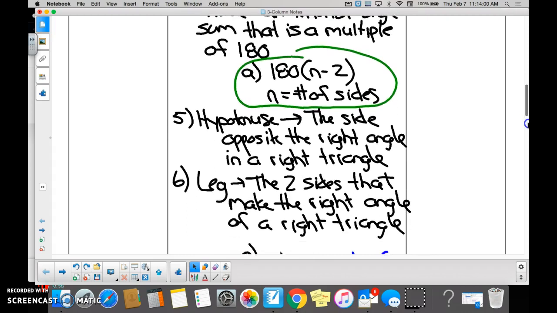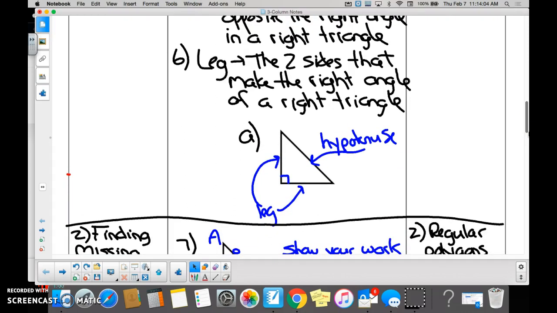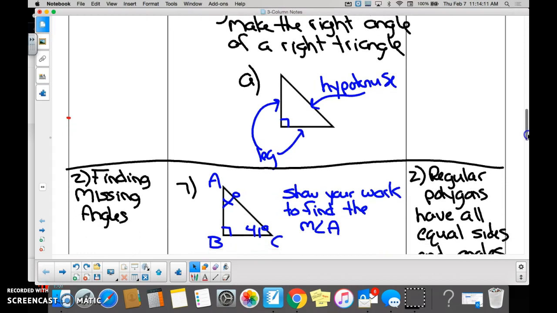Hypotenuse and leg. Let's look at the diagram here. Hypotenuse is opposite the right angle of a right triangle. Mahad, eyes up here. And then the legs make up the right angle. We cool with that? Yes. We didn't talk much more about that, but we're going to.